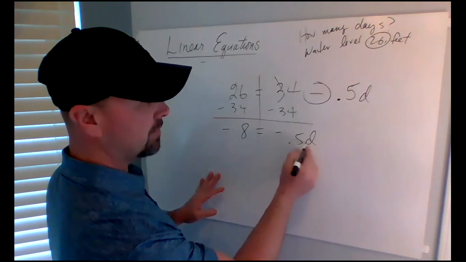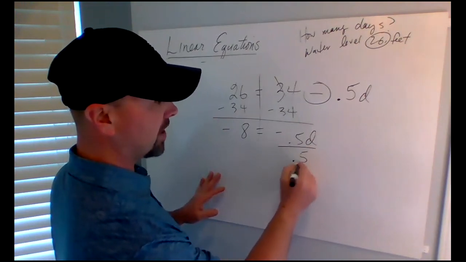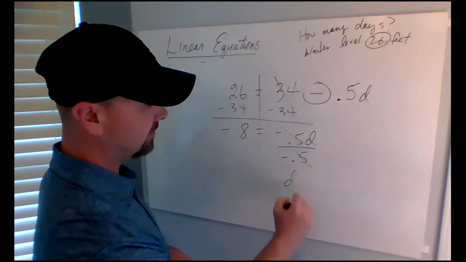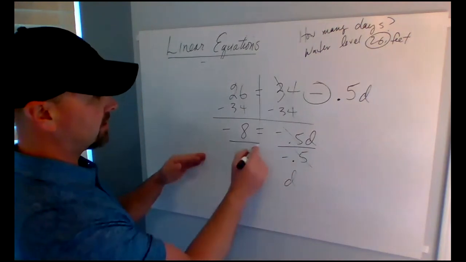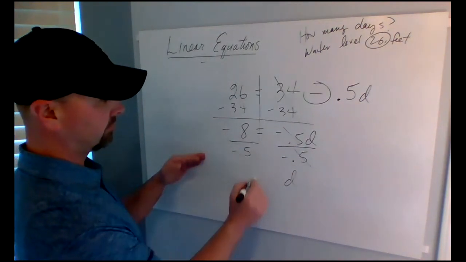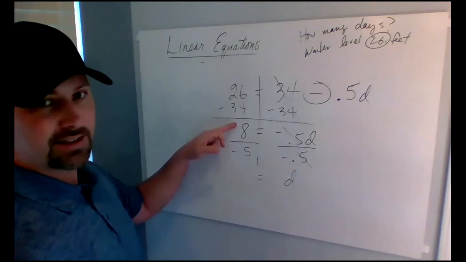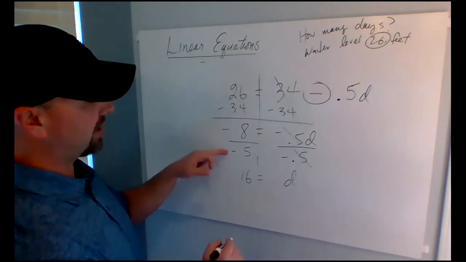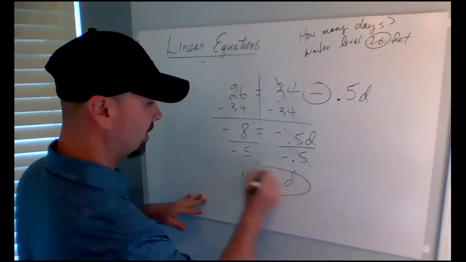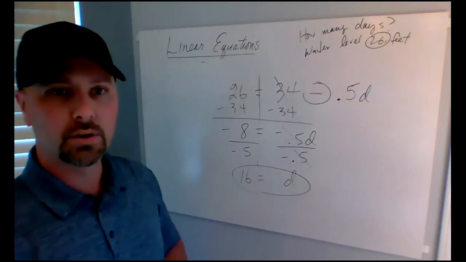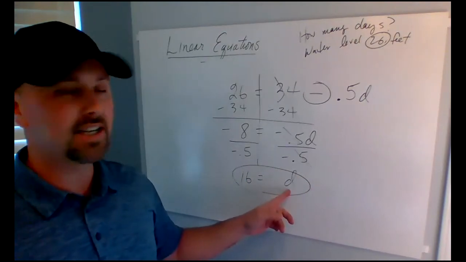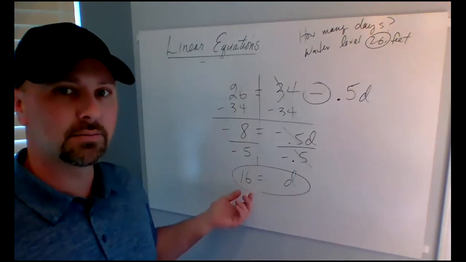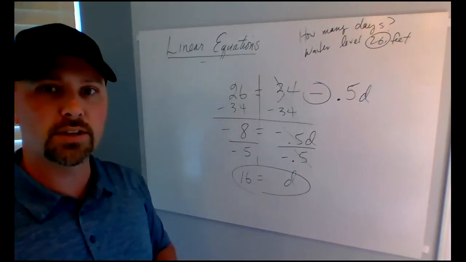Last step. This means multiply, so we undo it with division. That leaves D. Keep it balanced. 8 divided by 0.5 is 16. A negative divided by a negative is a positive. Okay, so think about what this means. What is D? D is days. So after 16 days, the water level is going to be at 26 feet.